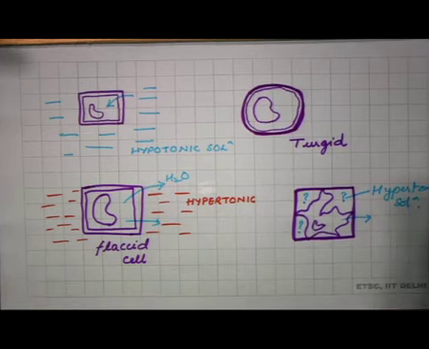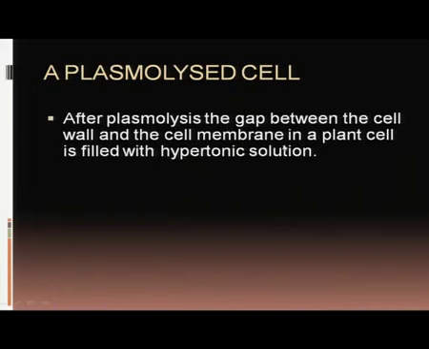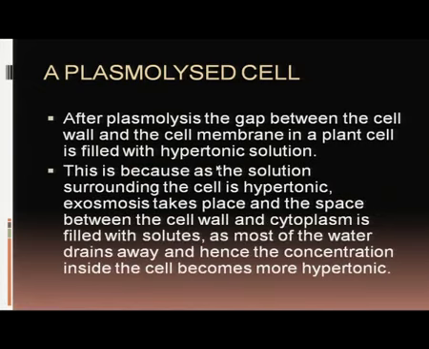Look what happens. After plasmolysis, the gap between the cell wall and the cell membrane in a plant cell is filled with a hypertonic solution. From where has this hypertonic solution come? This is because, as the solution surrounding the cells is hypertonic, exosmosis has taken place. Exosmosis means water has moved out and the space between the cell wall and cytoplasm is filled with solutes.